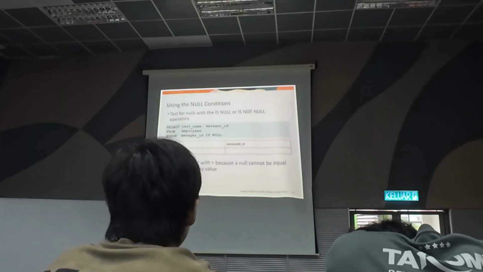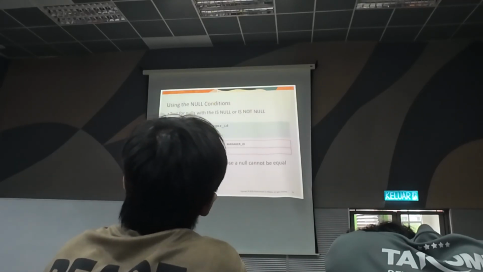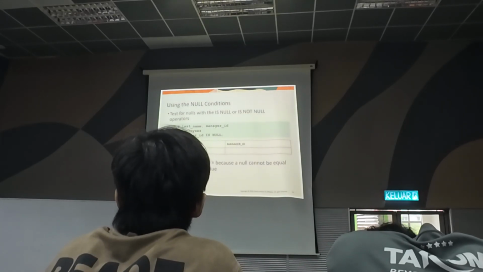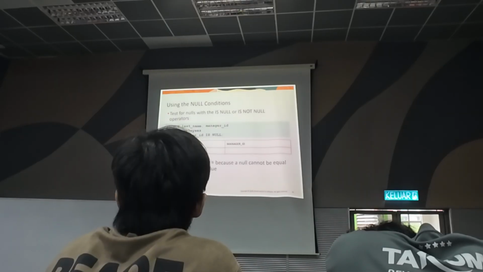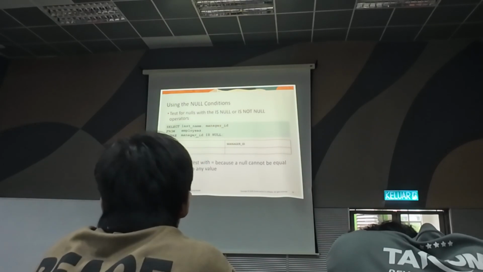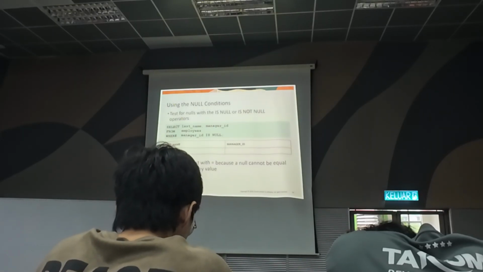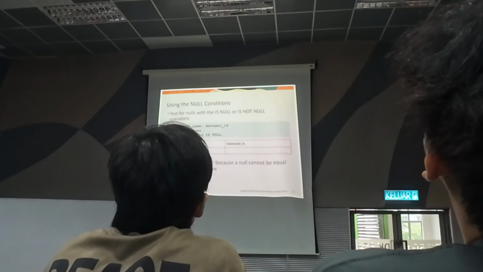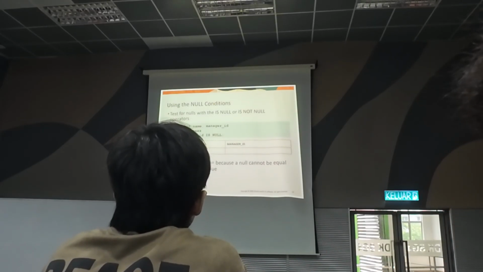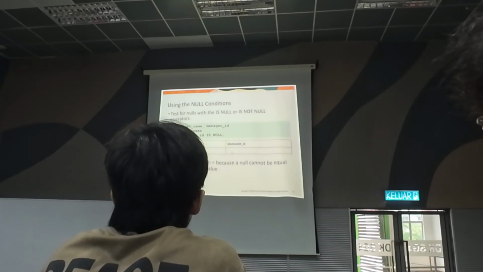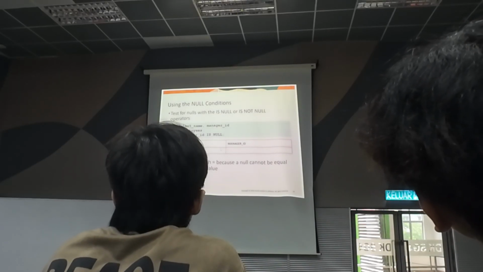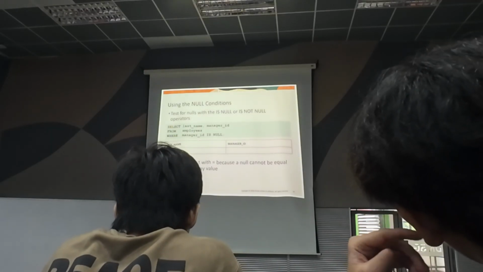Now NULL condition. Test for nulls with the IS NULL or IS NOT NULL operators. So select last name, manager ID from employees where manager ID is null. What does it mean by manager ID is null? That means this employee has no manager ID. Whatever you want to show in the result, this employee has no manager ID. So we have only one record, King. King has no manager ID. What does it mean? When you have a manager, you report to the manager. So King doesn't report to any manager. Because King is the boss.